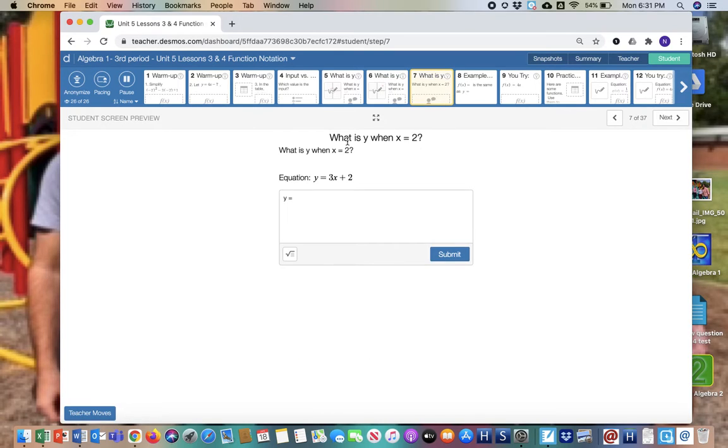All right, so now let's start solving something. What is y when x is 2? The equation is y equals 3x plus 2. So what are we going to do here? We're going to substitute the 2 where the x is. So it's going to look like y equals 3 times 2 plus 2. 3 times 2 is 6, plus 2 is 8. So there we go.